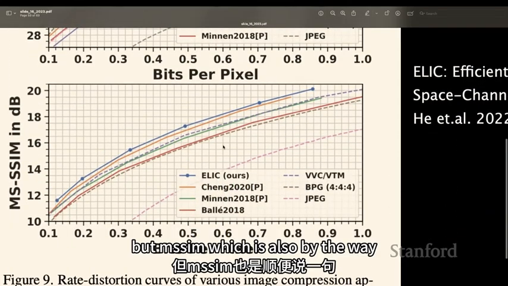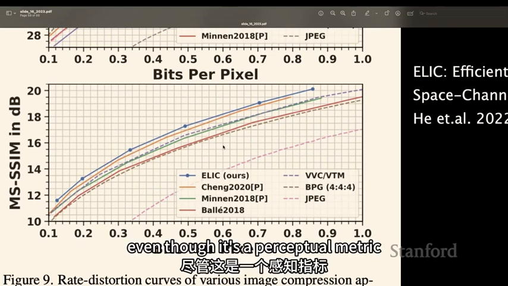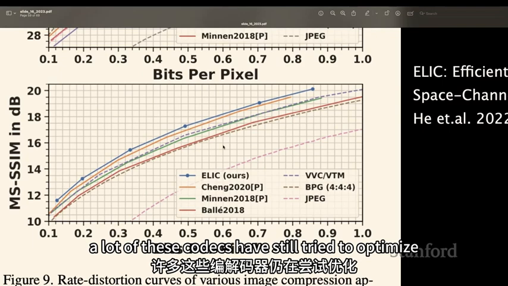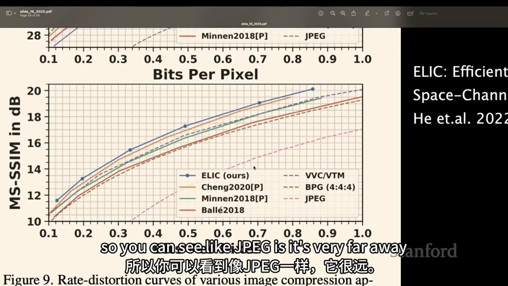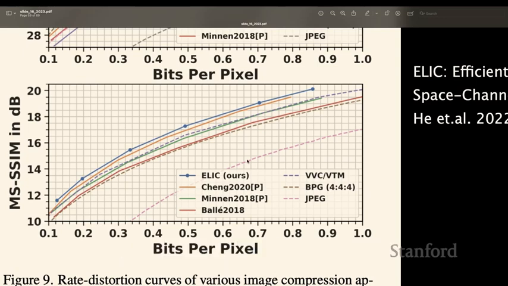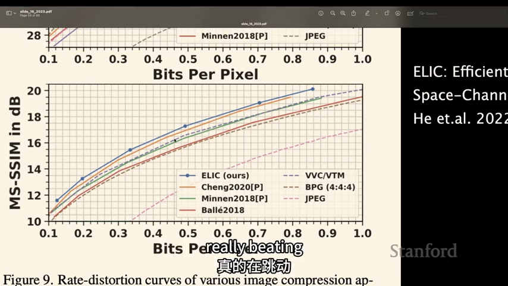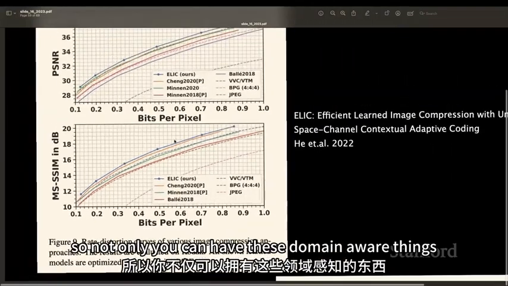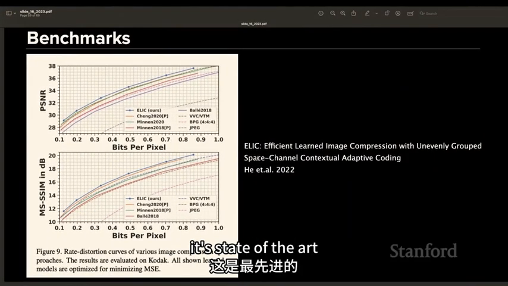But MS-SSIM, which is a perceptual metric, a lot of these codecs have still tried to optimize for this, not JPEG. So you can see JPEG is very far away. It's this guy and all of these guys, versus this blue guy which is really beating them. So there's a lot of promise. Not only can you have these domain-aware things, it's really at the forefront. It's state of the art.